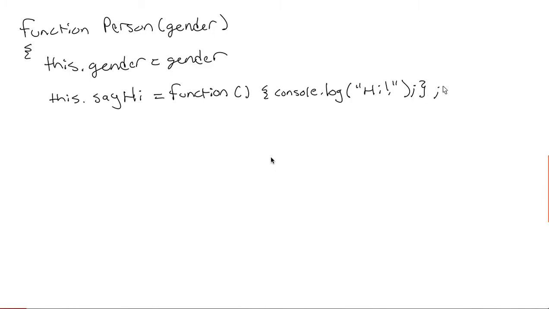Okay, so that takes care of a method called sayHi, which is now associated with the person. And then I'll add another one, this.sayBye is equal to sayBye. Now you might be saying to yourself, oh, wait a second, where does that sayBye come from? Well, I'll define it right here.